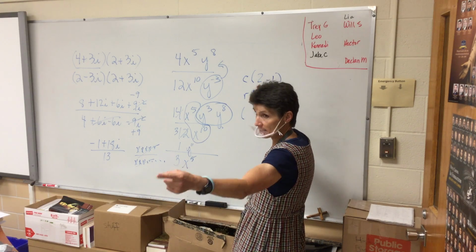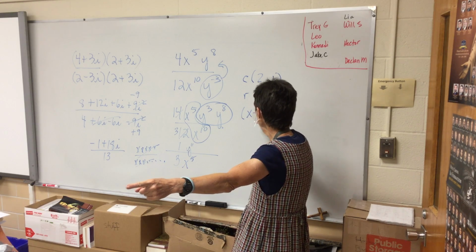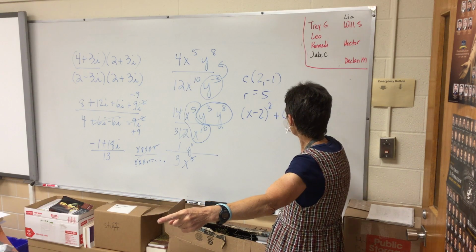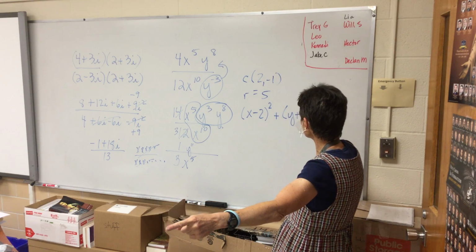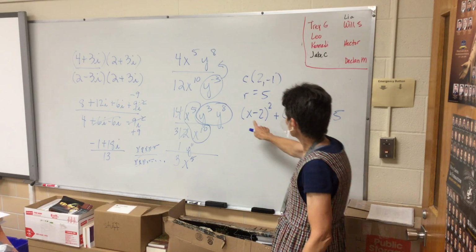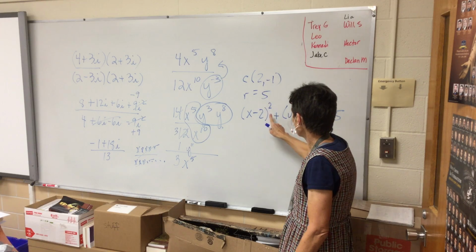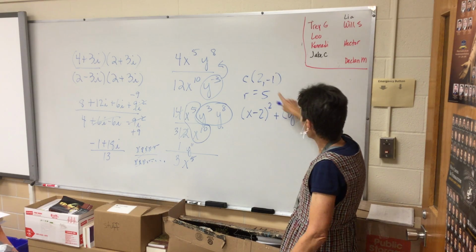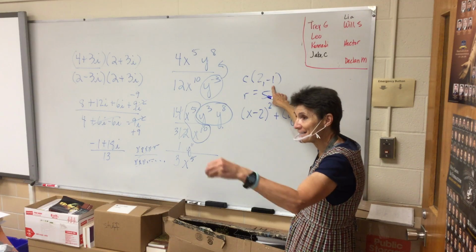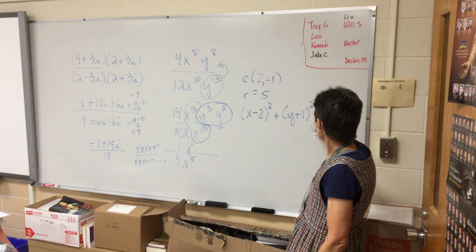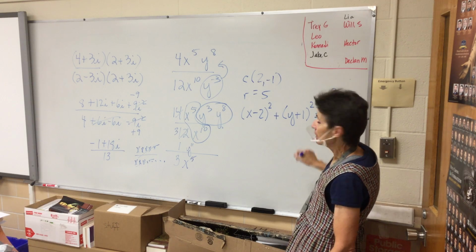Actually, let's start with the x's. But yeah, so (x minus 2) squared plus (y plus 1) squared equals 25. So x minus the x coordinate squared, y minus the y, and since it's y minus negative 1, it becomes a plus. And then this is always r squared.